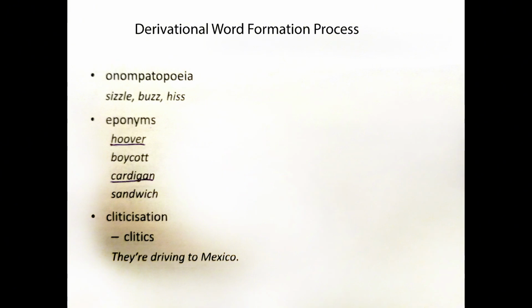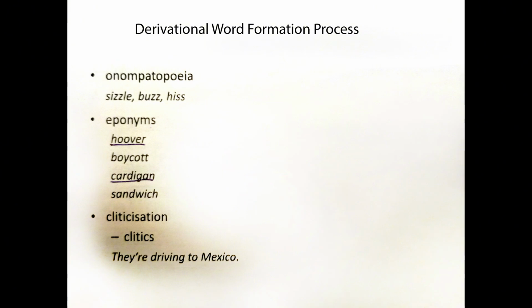Let's talk about onomatopoeia. Onomatopoeia is actually a word that resembles the noises that humans or animals make, right? So we are making new words from those identical sounds from humans or animals. Example words are like sizzle, buzz, hiss.